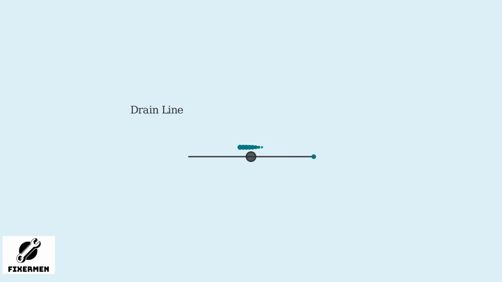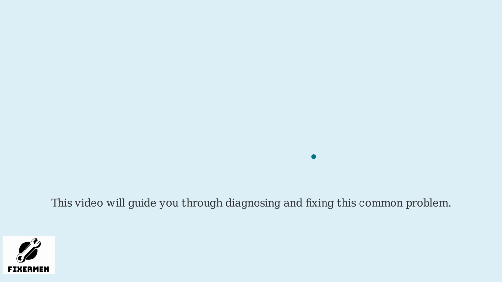The E9 error triggers when this drainage is blocked or excessive. It activates a safety switch to prevent water damage. This video will guide you through diagnosing and fixing this common problem.